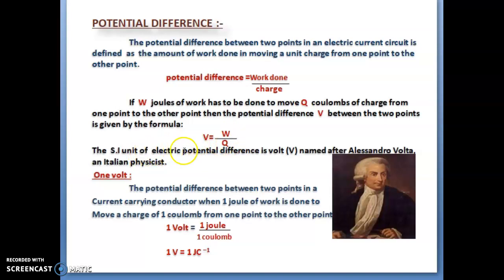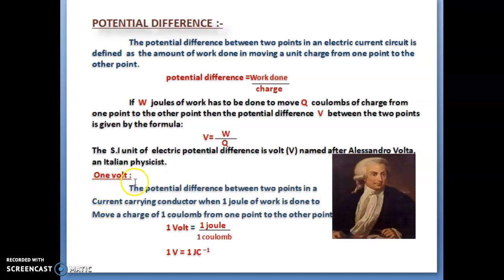The SI unit of potential difference is volt, named after Alessandro Volta, an Italian physicist. You can see the diagram of Alessandro Volta. So the unit of electric potential is named after the scientist Alessandro Volta.